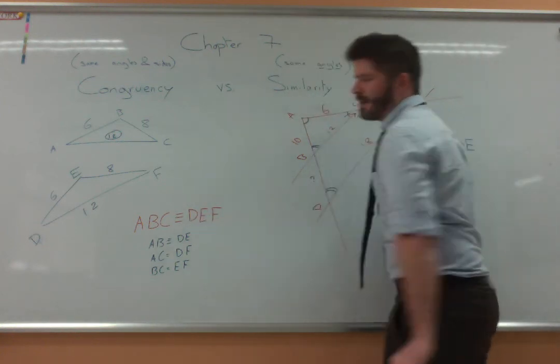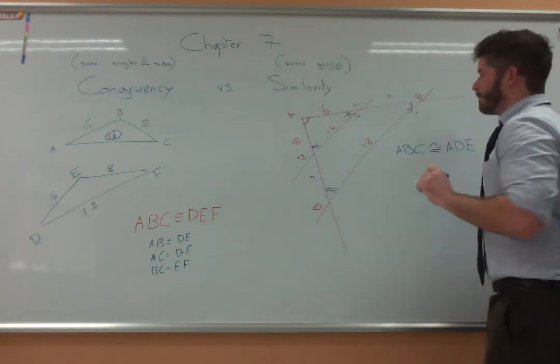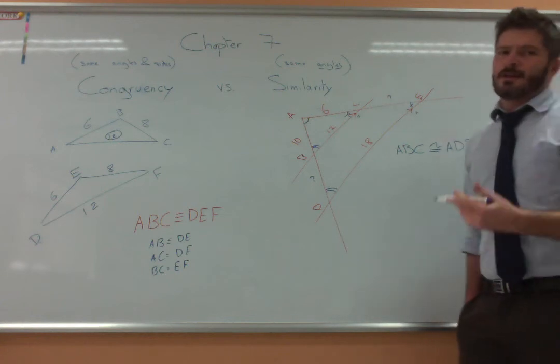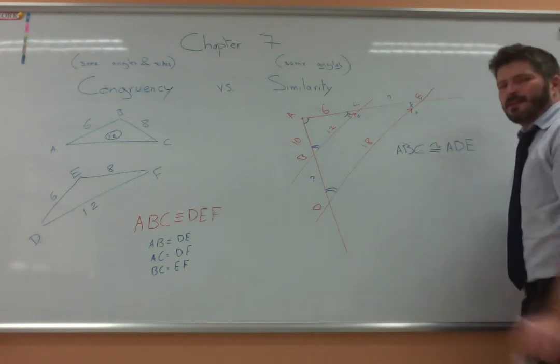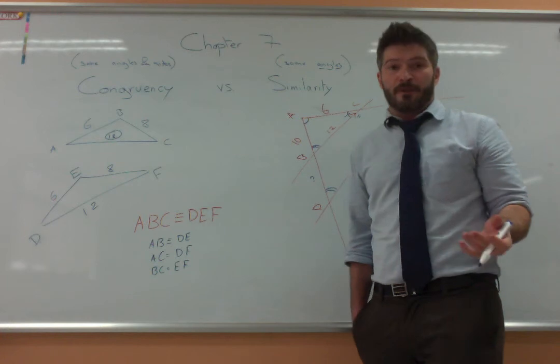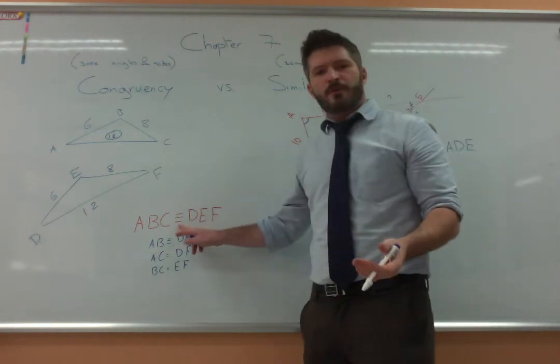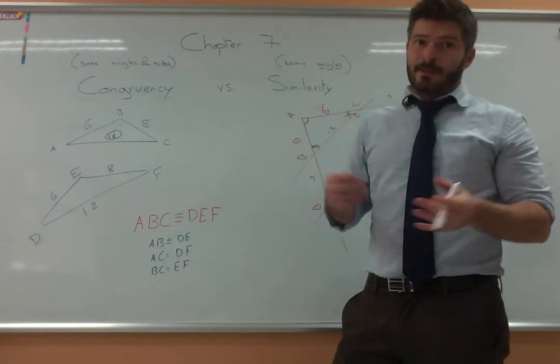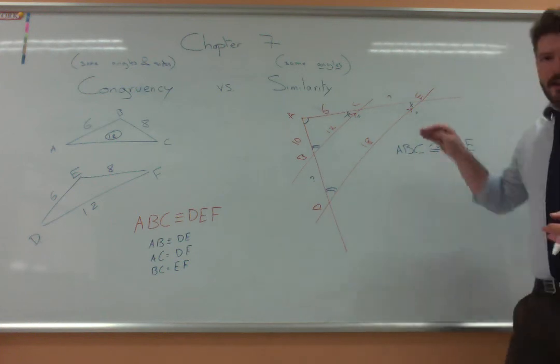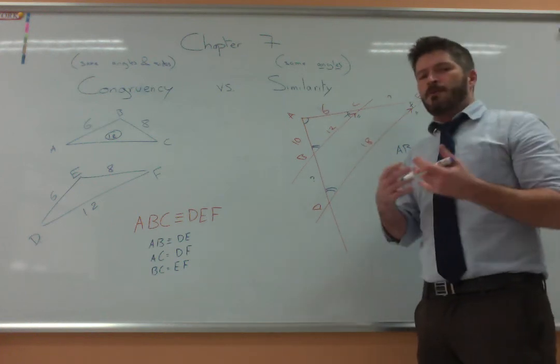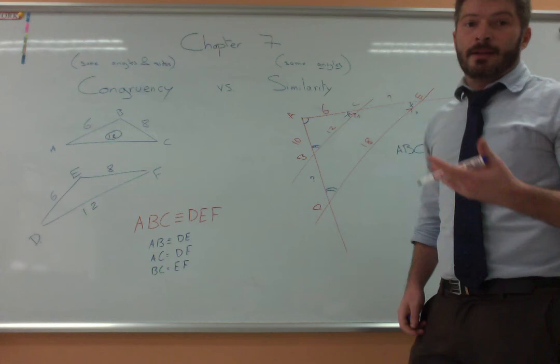And I'm not sure if you can see it well on your screen, but if you compare this sign right here, that means congruency, to this sign right here, the little wiggly line on top of the equal sign is basically the difference. If you have a straight line above your equal sign, that would mean congruent. If you have a little wiggly line above the equal sign, that would mean similar.